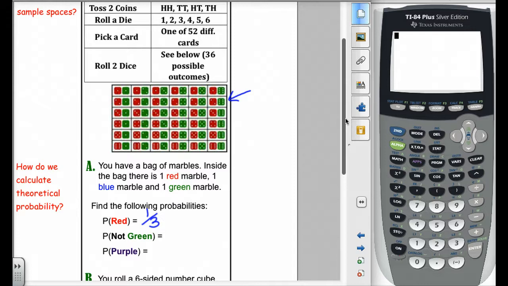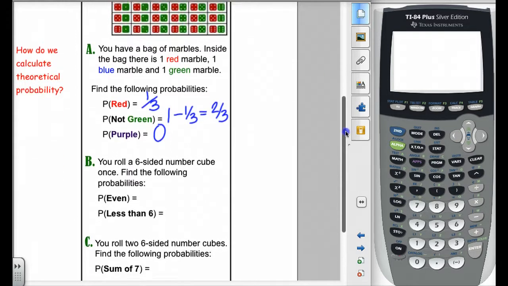Now the probability of not getting a green would be 1 minus 1/3, because it's a 1/3 probability of getting green. So 1 minus 1/3 is a 2/3 probability of not picking a green. Finally, we have the probability of a purple. And as you can see, there are no purple marbles in the bag, which means my probability is 0 because it is impossible.